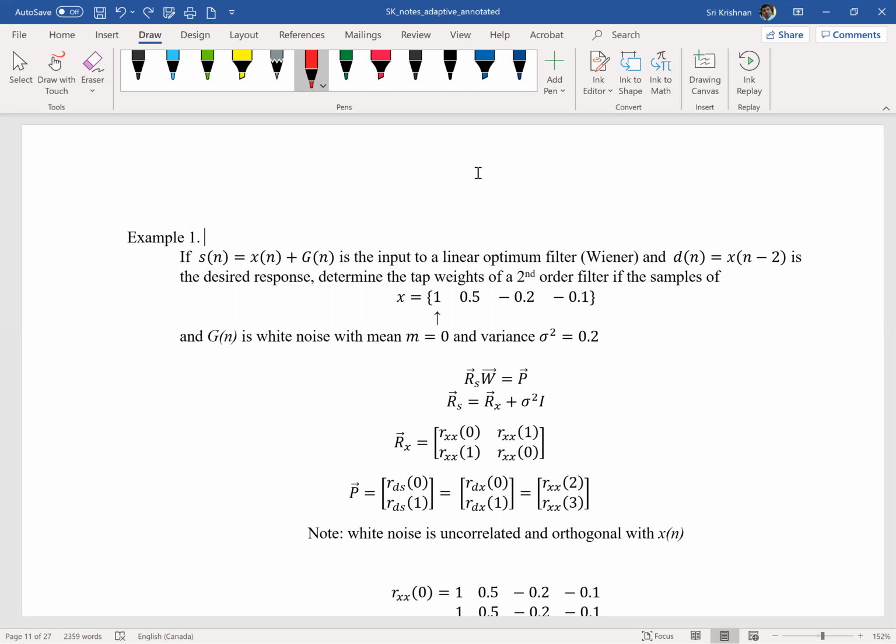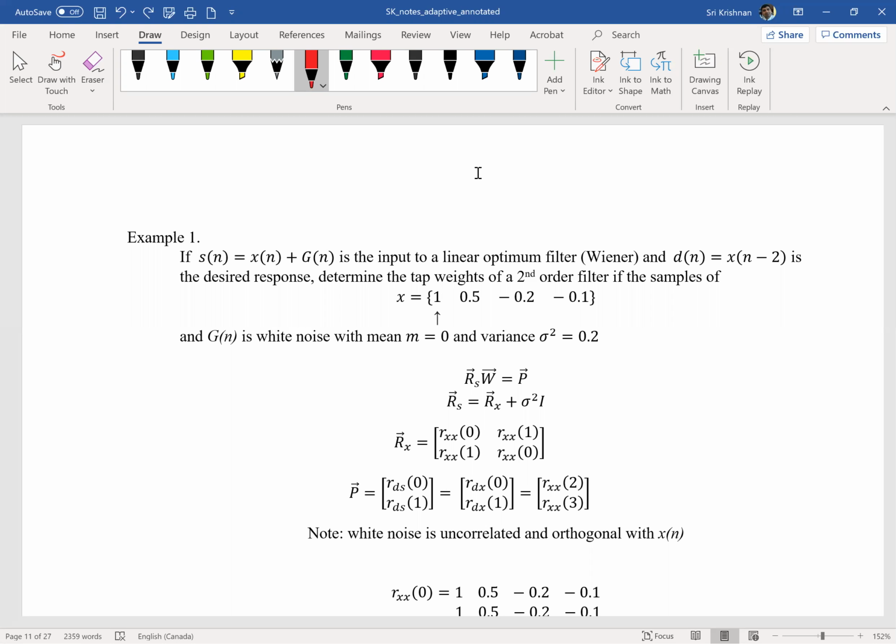We found out that using RW equal to P might be problematic if the filter order is very high. And also inverting the matrices becomes not an easy task. So an alternate solution, which is easily implementable in real world systems, is the least mean squares algorithm, or LMS, where we would determine the filter coefficients W in a more adaptive way.